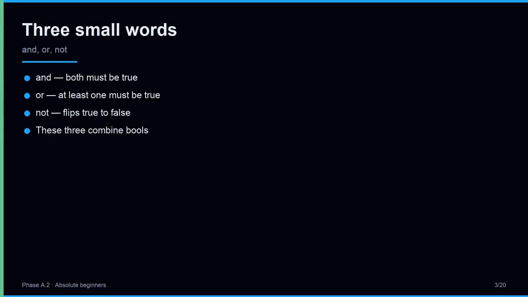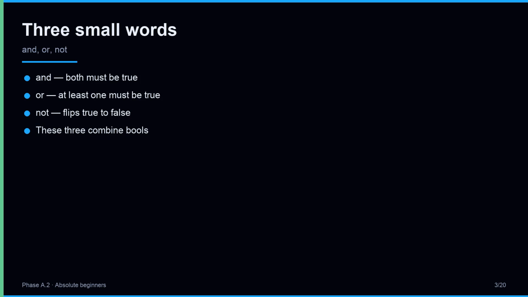Python gives us three small words for this. And means both sides must be true. Or means at least one side must be true. Not flips a bool, turning true into false and false into true. These three words, and, or, not, are the heart of everyday logic in code. Once they feel natural, a huge amount of programming opens up to you. We will take them one at a time.